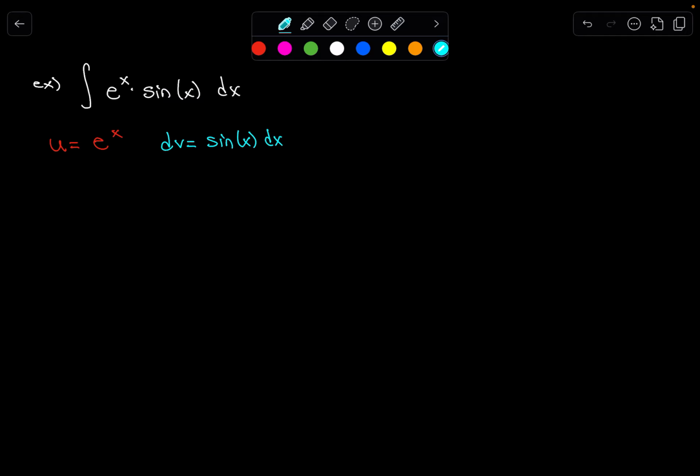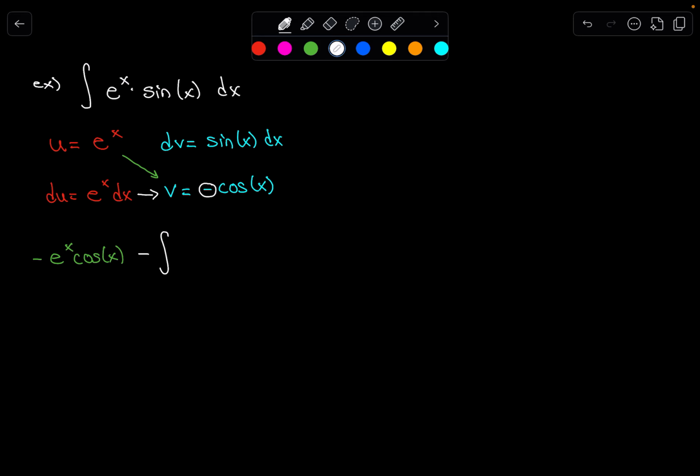Now if I do this, thankfully on the left side, I just get that du is equal to e to the x dx. And on the right side, I'm going to get that my v is equal to the negative cosine of x, because the derivative of cosine pops out a negative, so we need to undo that. Now, if I do this, I'm going to go diagonal, right? I'm going to get negative e to the x cosine of x. And then I'm going to have minus the integral of what I get going from left to right.